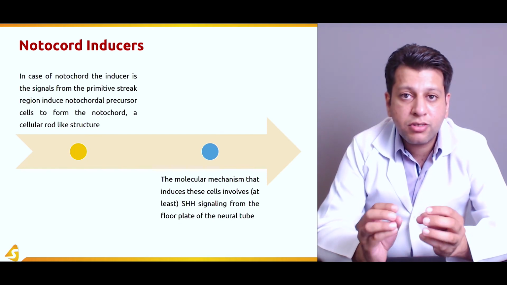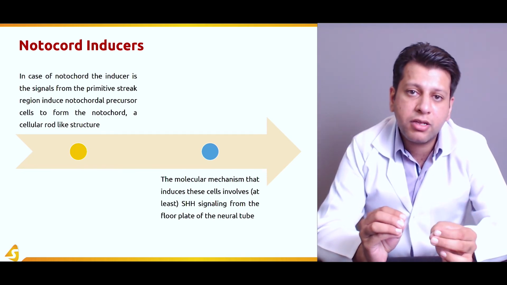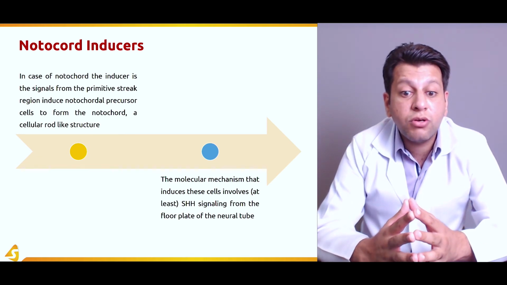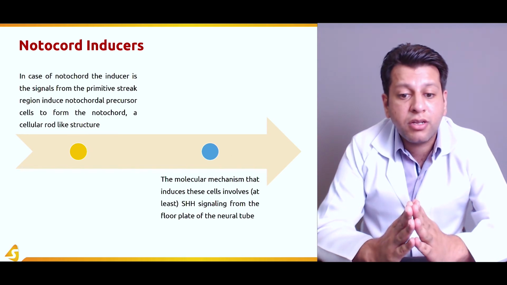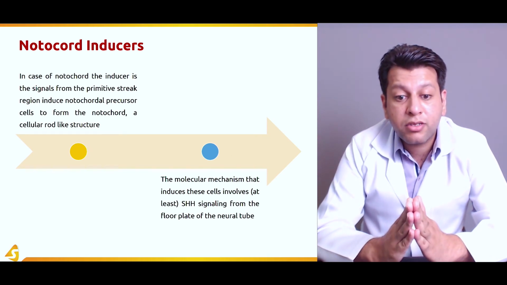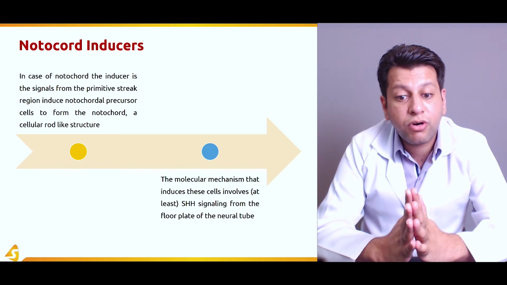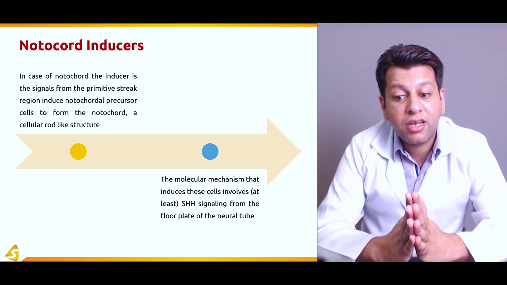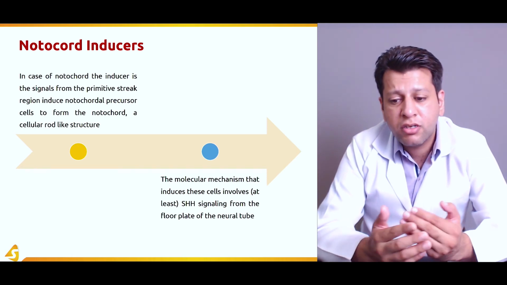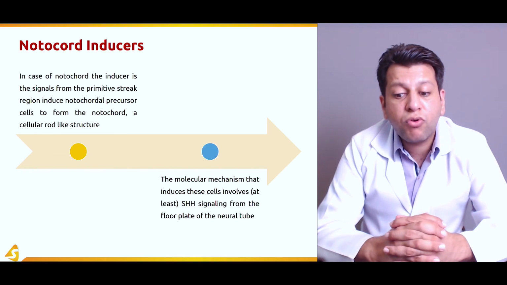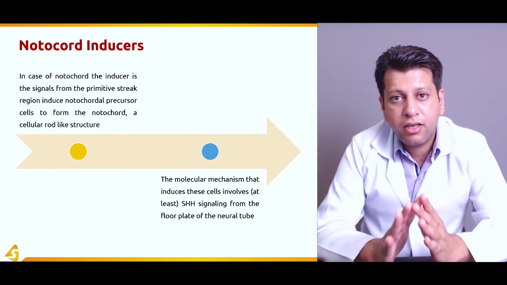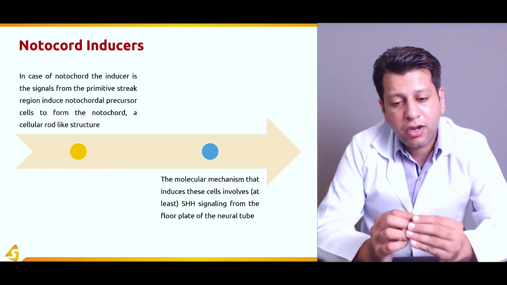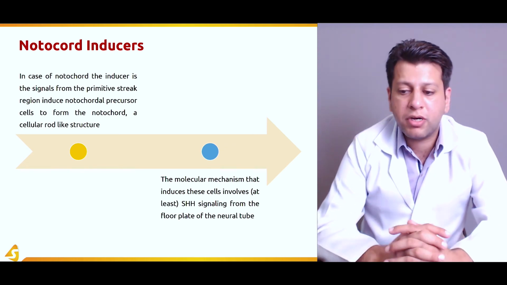But how all this process is actually carried out and what the signaling pathways are, although it's not completely understood. In the case of the notochord, the inducer is the signals from the primitive streak region, which induce notochordal precursor cells to form a notochord, a cellular rod-like structure. The molecular mechanism that induces these cells involves at least the SHH signaling pathway. This is a type of gene which is involved from the floor plate of the neural tube. But exactly how this is started by the primitive streak cells is still unknown. It is speculated that mostly the SHH pathway is involved.